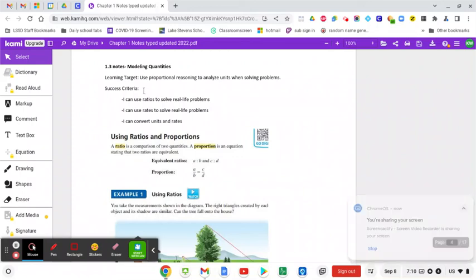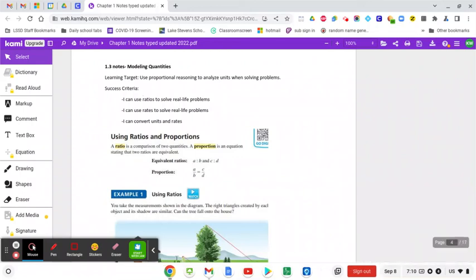All right, today we're going to be looking at modeling quantities. So our learning target is using proportional reasoning, so we're going to be using proportions to analyze units when solving problems. So we're going to be able to use ratios to solve problems, we're going to use rates to solve problems, and we're going to look at converting units and rates.